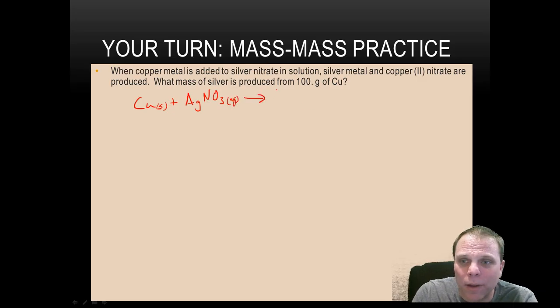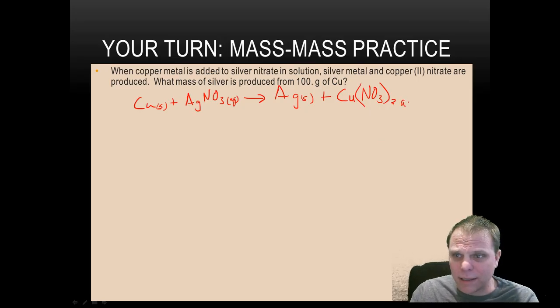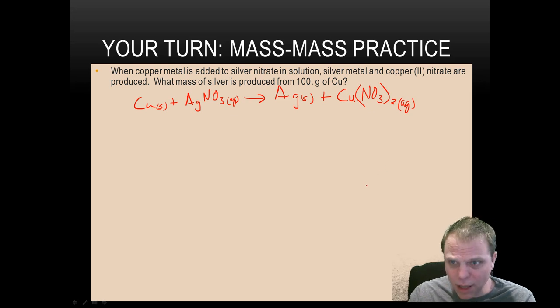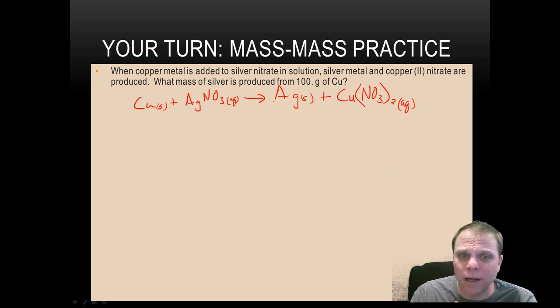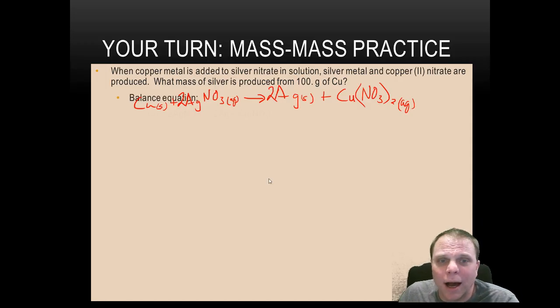And what's going to happen? Well, the silver metal as a solid is going to come out, and then you're going to have copper(II) nitrate. Copper(II) means it's got a 2 charge, so that's got to cross down. Copper(II) nitrate as a solution is going to be produced. Now I've got to balance that. I've got 2 nitrates here, I've only got 1 nitrate here, so let me throw a 2 in front of that, and a 2 in front of that, and now we're balanced. You see what we're doing? So you should be able to do that.